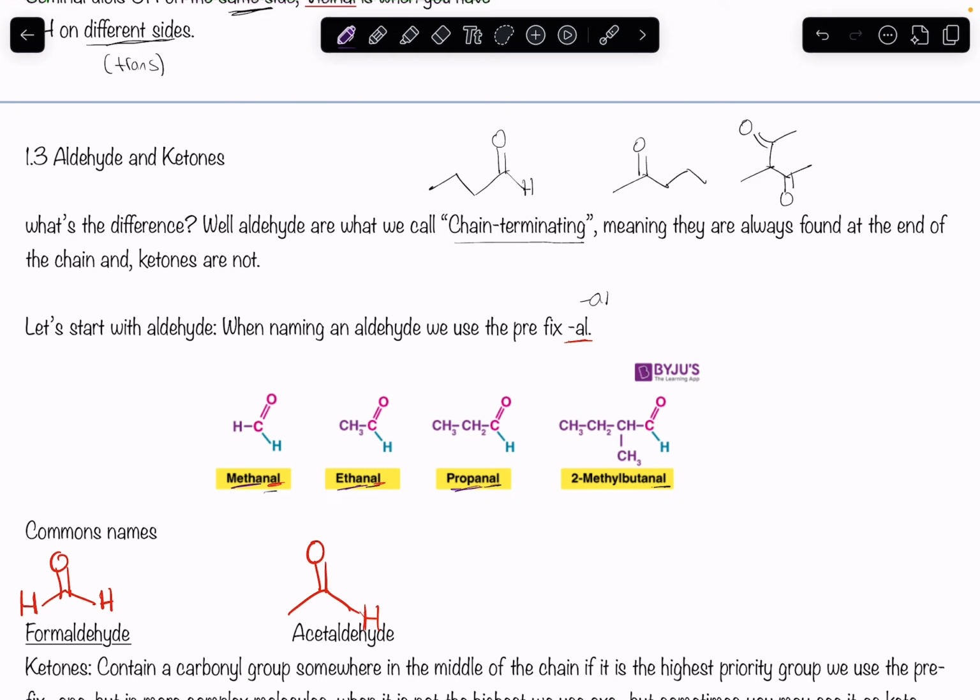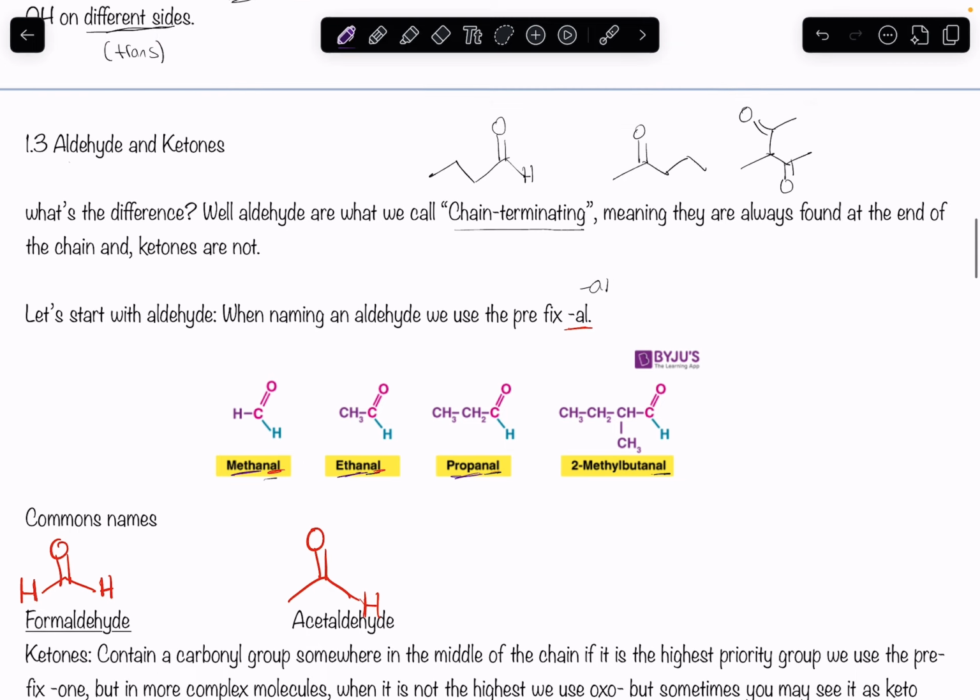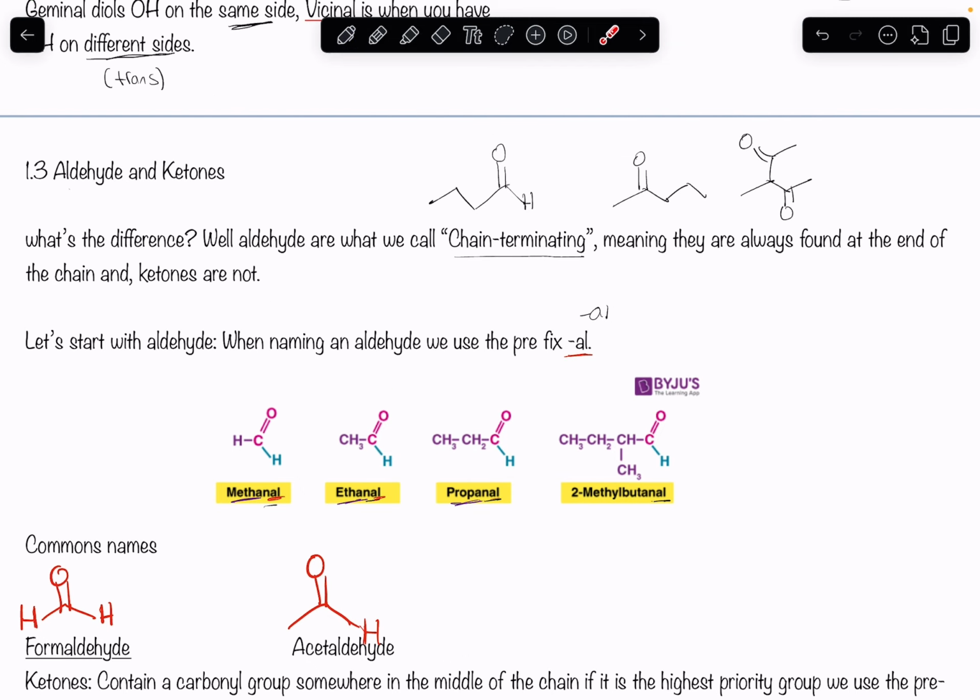So chapter 1.3 is all about aldehydes and ketones. The main difference between aldehyde and ketone is, again, aldehyde is going to be chain terminating, and then ketones can be found in the middle of the chain. Really the middle near the end, but obviously it will never be on the end, right? Even if you do something like this, this is still showing an aldehyde. So a ketone can never be at the end, but an aldehyde can.